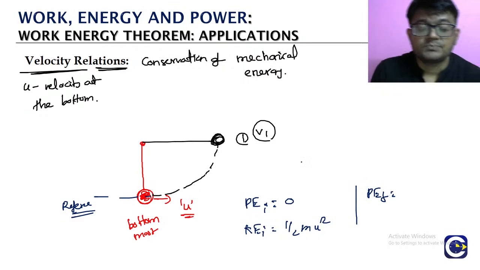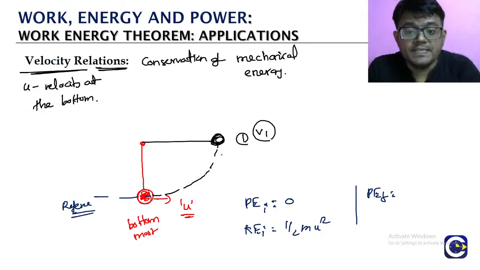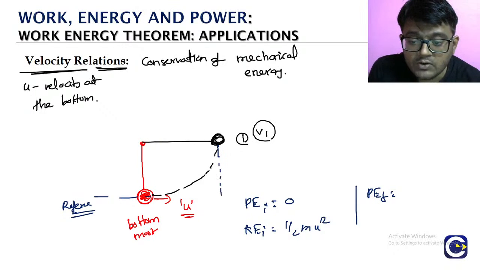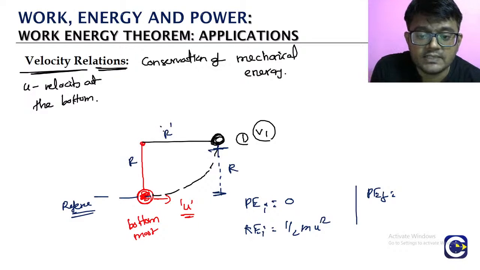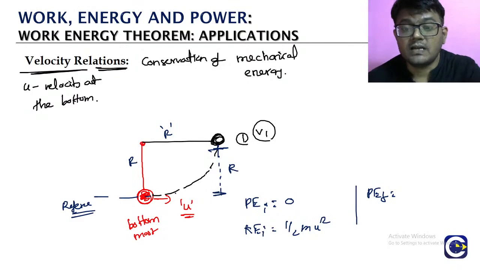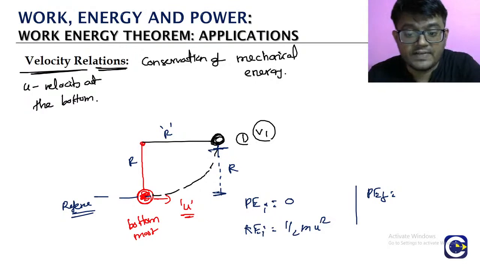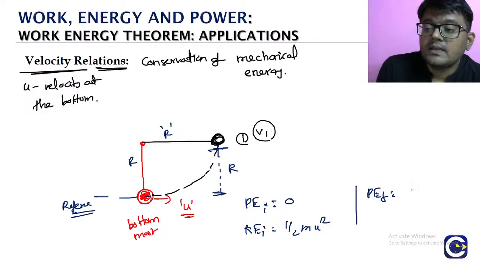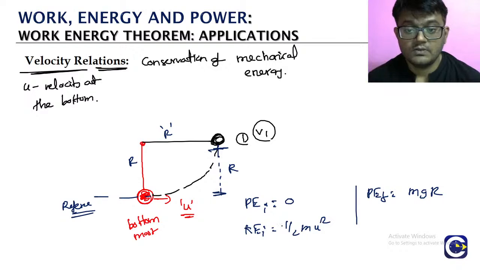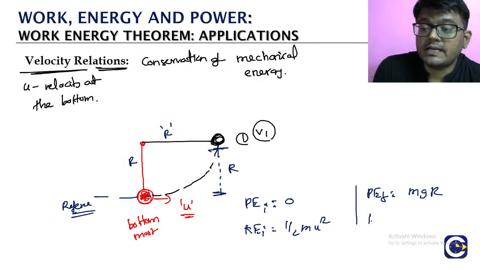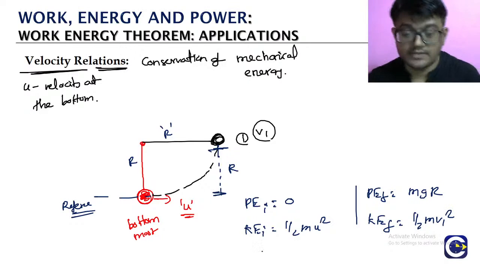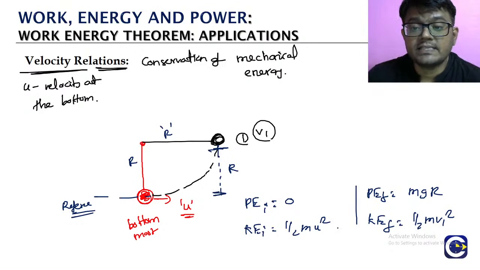P final. See this horizontal point, what is the vertical height? Look at it. The vertical height is nothing but the radius of the circle, r. That will be the vertical height gained from the reference line. So potential energy will be m g r. And kinetic energy will be half m v1 square.